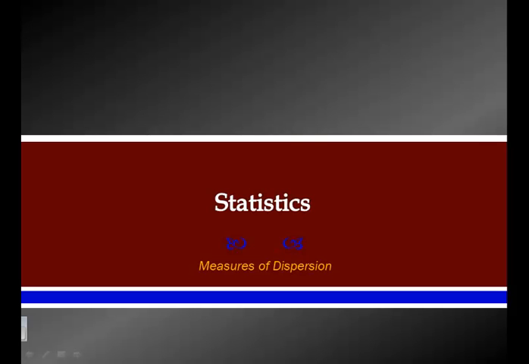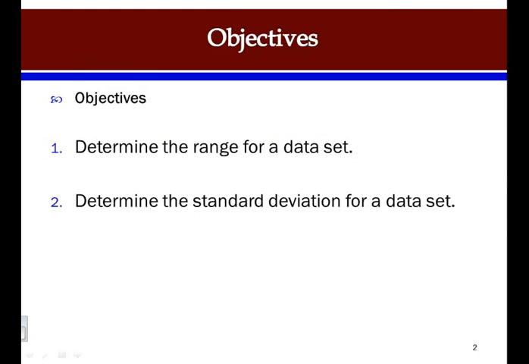In this lesson, we'll continue our discussion of statistics, and we'll be talking about measures of dispersion. So our objectives will be to, number one, determine the range for a data set, and number two, determine the standard deviation for a data set.